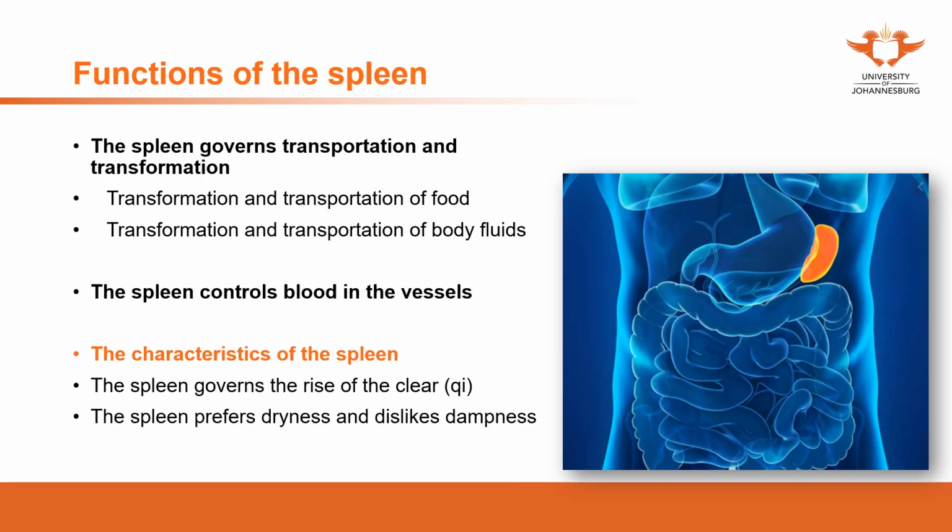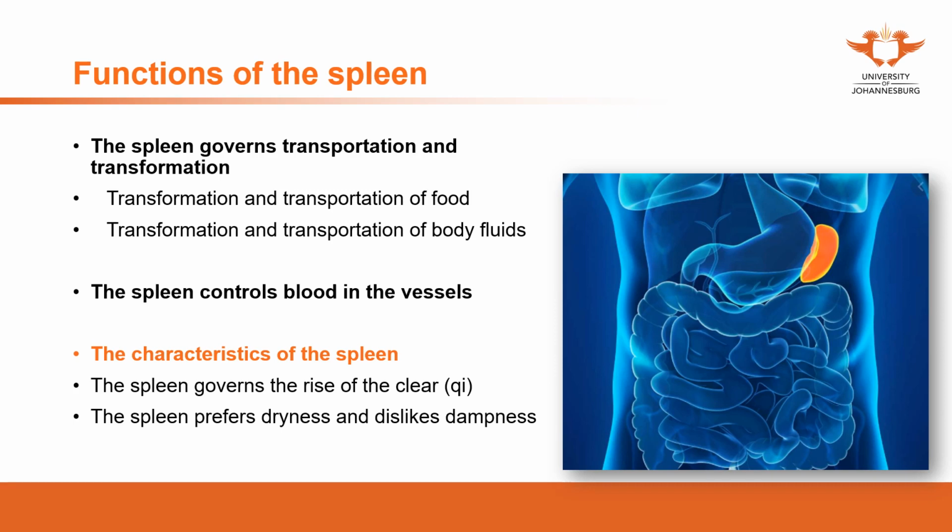The function of the spleen. There are two main functions of the spleen. The spleen governs the transportation and transformation. The spleen controls the blood in the vessels. And we have mentioned that controlling blood in the vessels mostly refers to the blood vessels in the lower part of the body, which means below the waist. The transformation and transportation refers to the food and the body fluid.